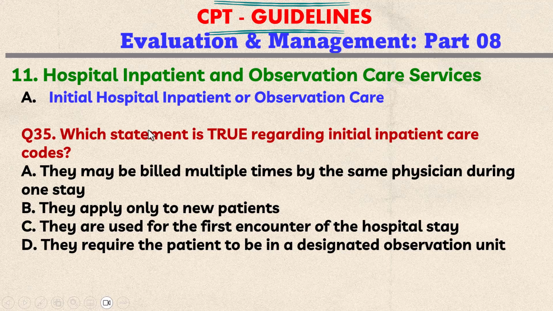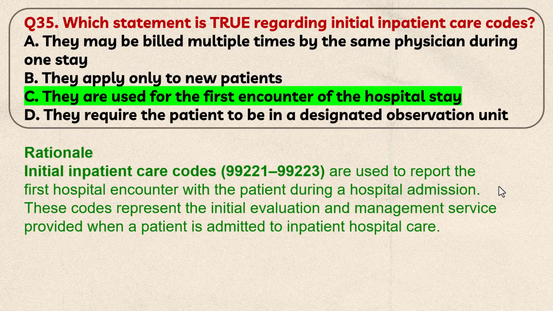Question number 35. Which statement is true regarding initial inpatient care codes? A. They may be billed multiple times by the same physician during one stay. B. They apply only to new patients. C. They are used for the first encounter of the hospital stay. D. They require the patient to be in a designated observation unit. Think about the answer. The correct answer is C. They are used for the first encounter of the hospital stay. Initial inpatient care codes are used to report the first hospital encounter with the inpatient during a hospital admission.